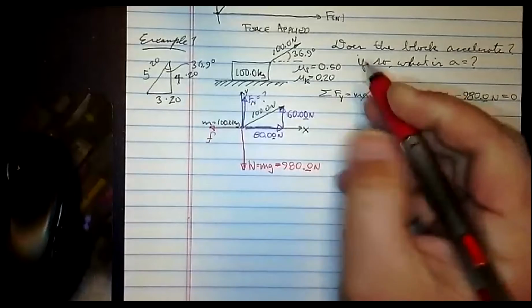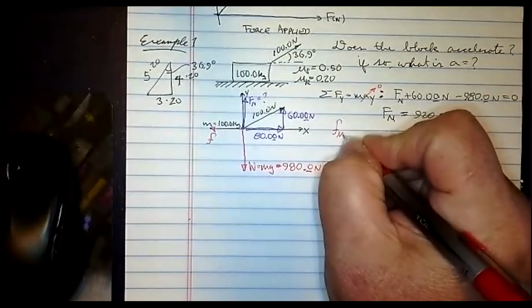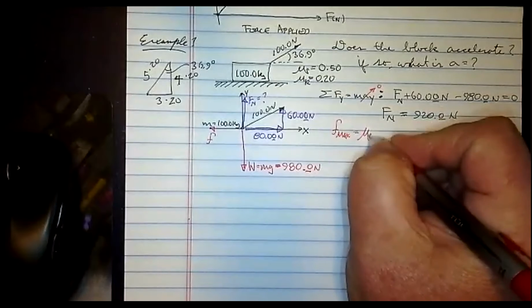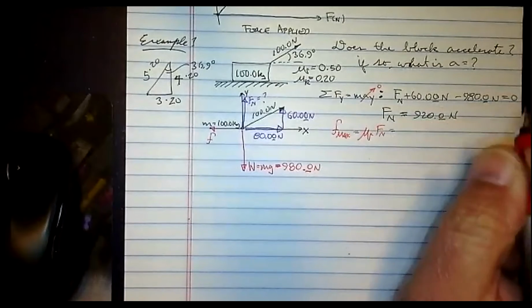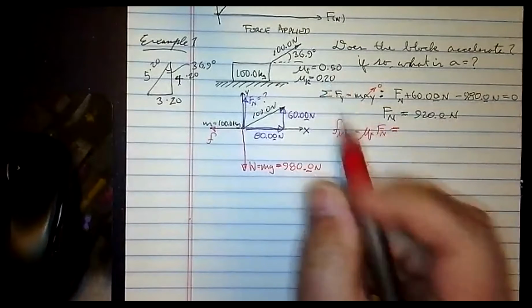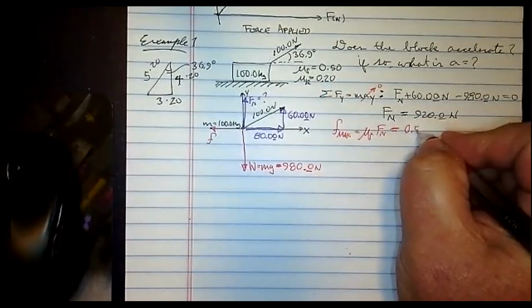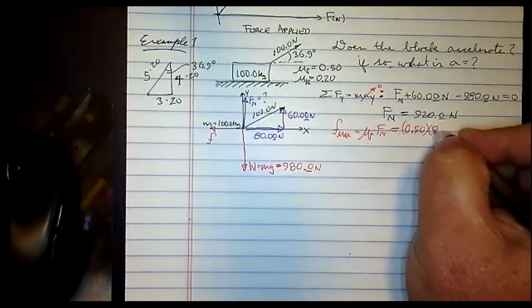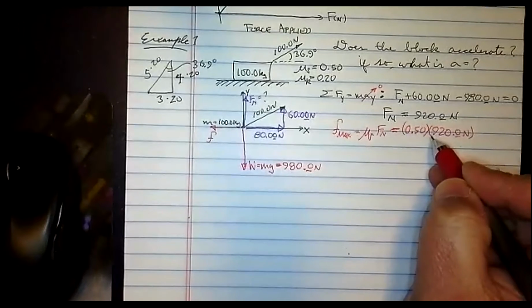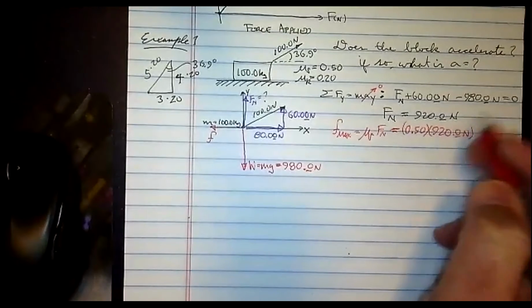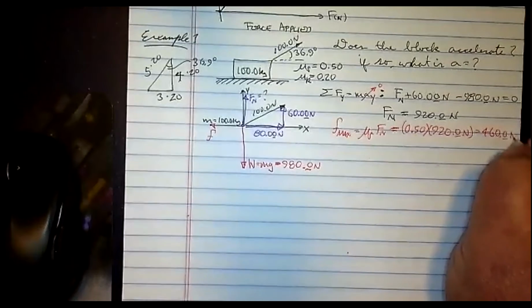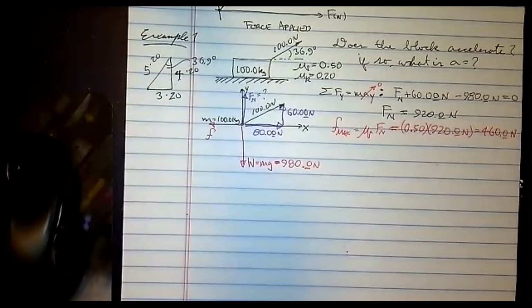Now that means F max is equal to mu static times the normal force. Well, since mu static is 0.5, I'm going to say 0.50 times 920.0 newtons. That's going to give me 450, plus 10, so that's 460 newtons. That's the F max.